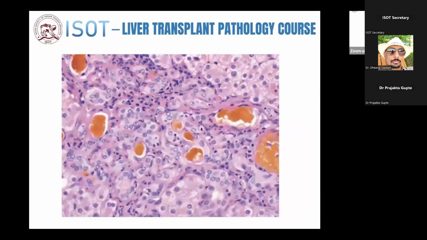And these are bile plugs. Now, how is this different from the previous bile lake or bile infarct? These are present within the bile ducts, ductules, and canaliculi. So they are enclosed within the biliary structures.